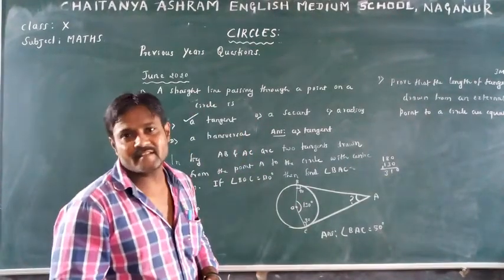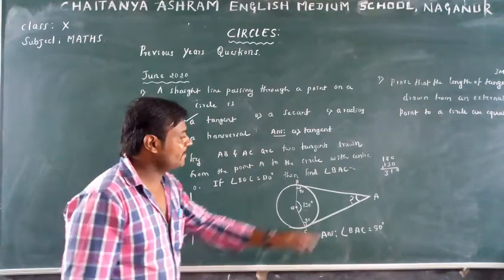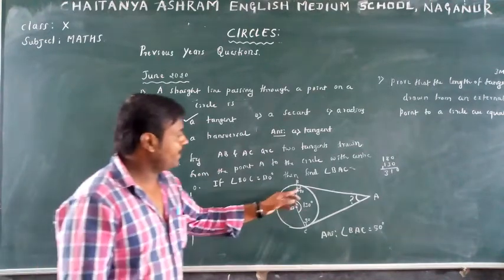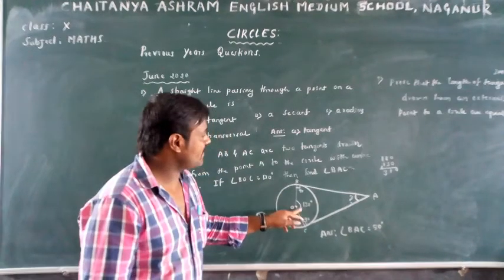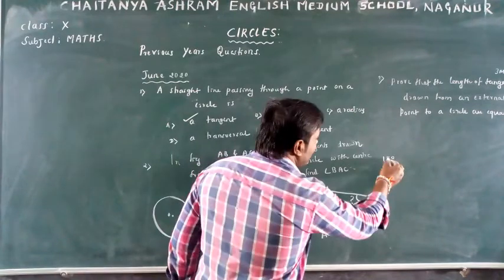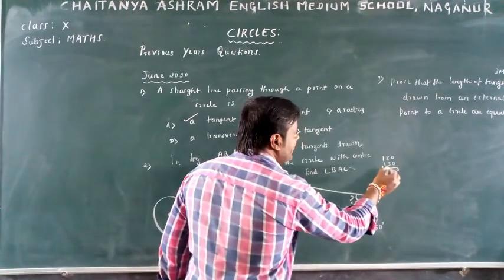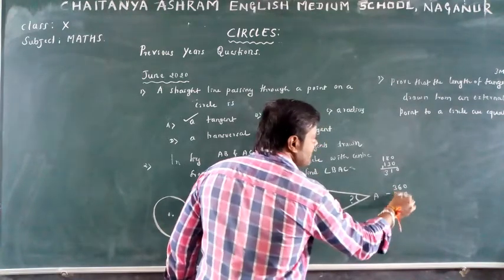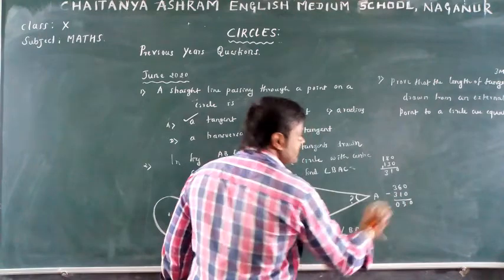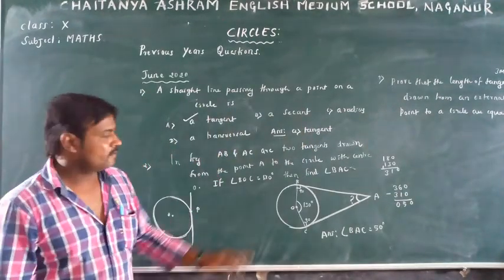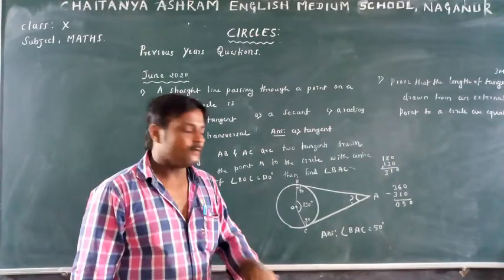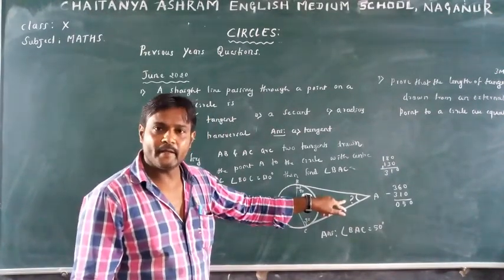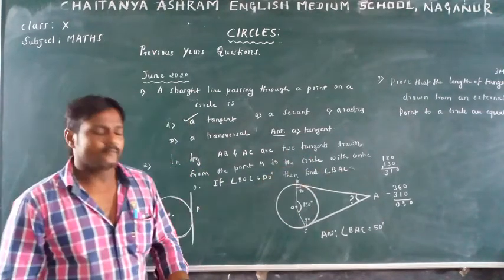So to get 360, what is the measure of this angle? Just tell me. 90 plus 90, 180 plus 130. So now 8 plus 3, 11, 1, 2, 3, 310. 360 minus 310: 0, 6 minus 1, 5, 3 minus 3, 0. So to get 360 degrees total sum, we need how much? 50 degrees. So then what is the measure of this angle? 50 degrees. So through that you can write the answer.